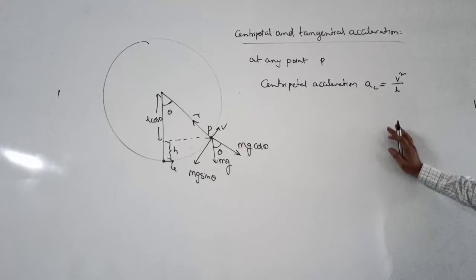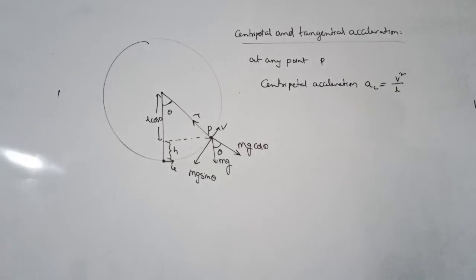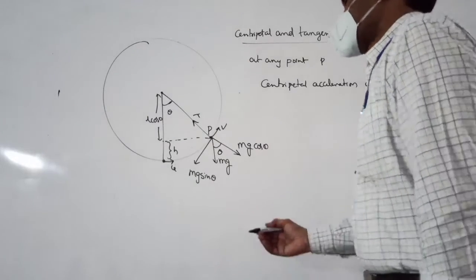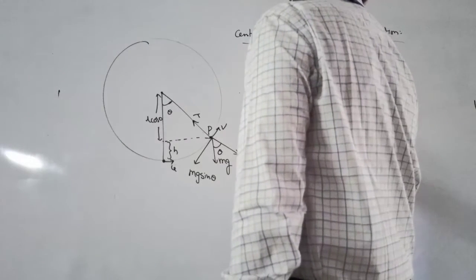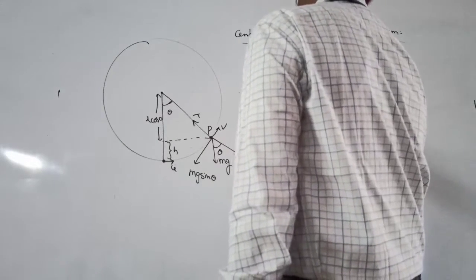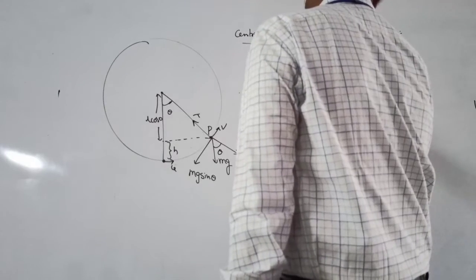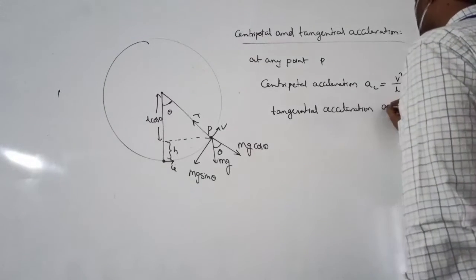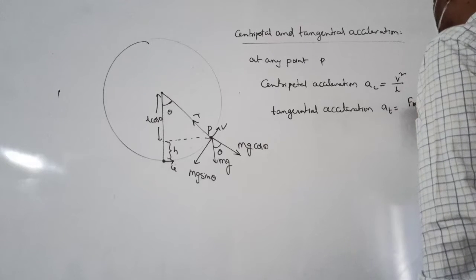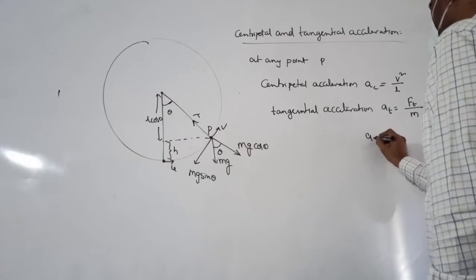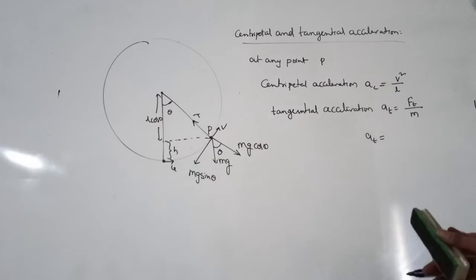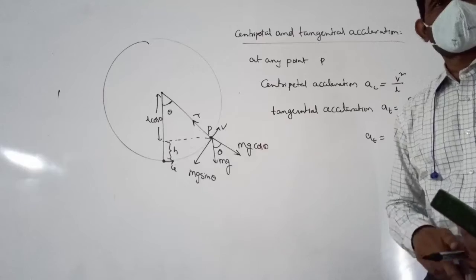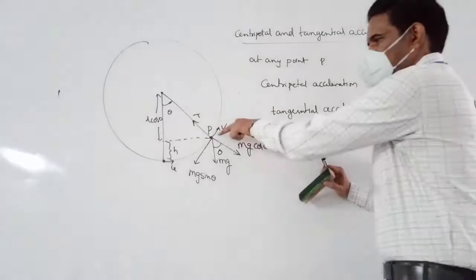And next, suppose I ask the tangential acceleration at that point. So tangential acceleration is nothing but tangential force by mass. So what is the tangential force acting on this object here? Yeah, mg sine theta. This is nothing but tangential to that circle. So you need to write this as mg sine theta by m, which is nothing but g sine theta.